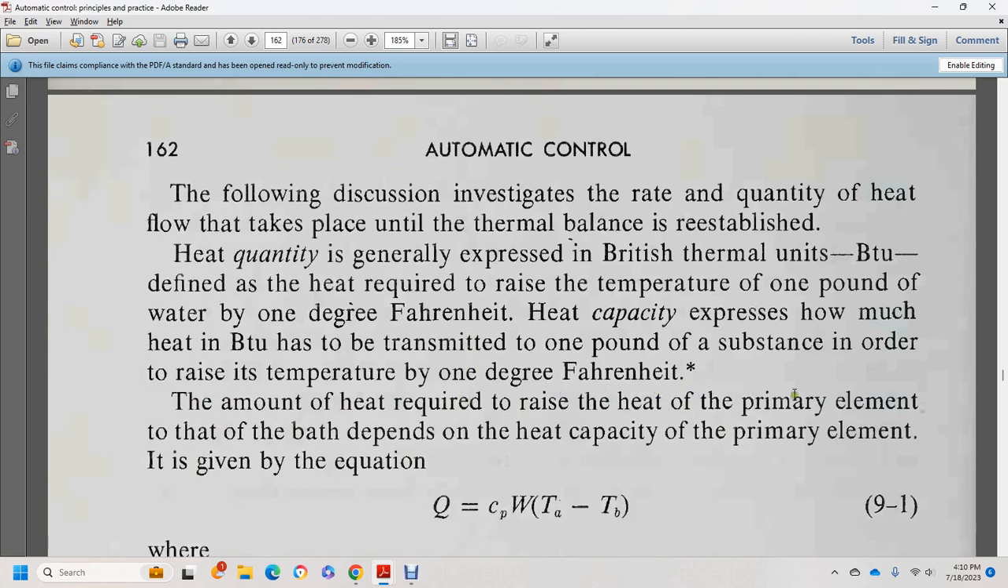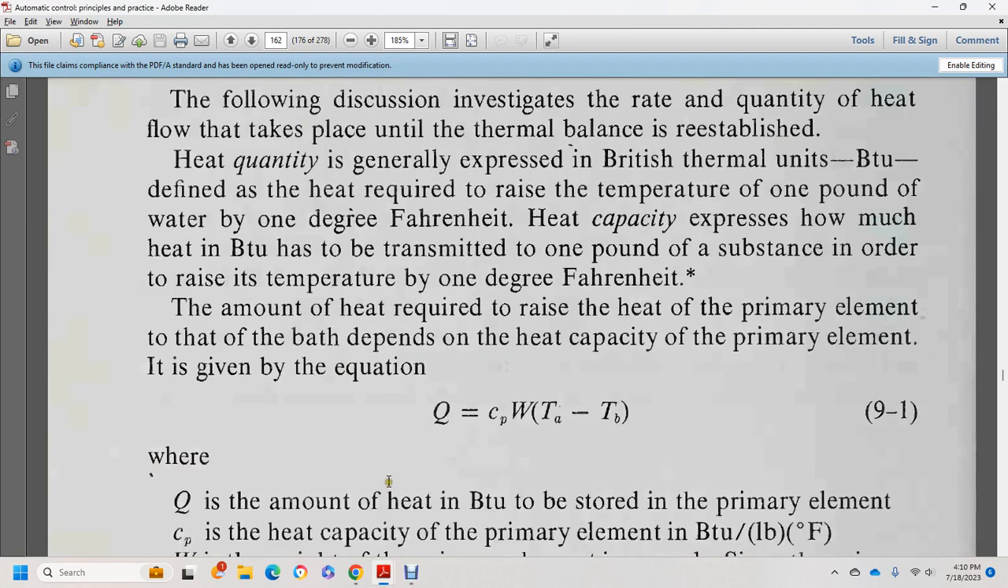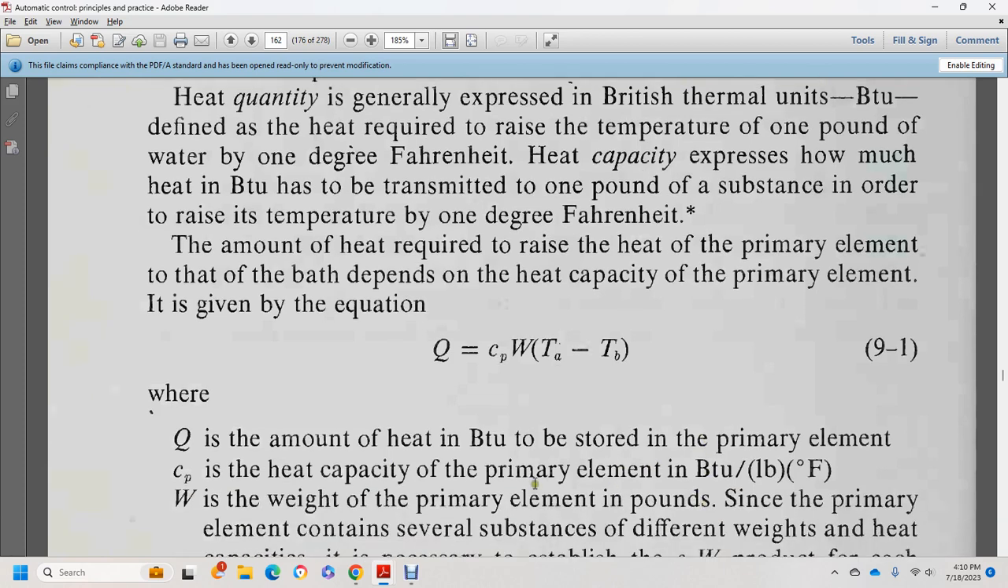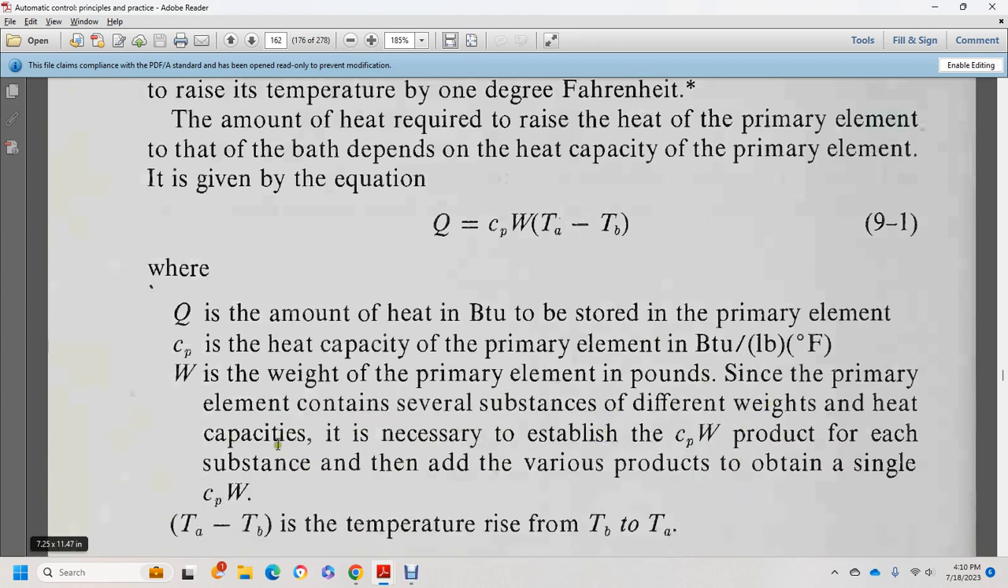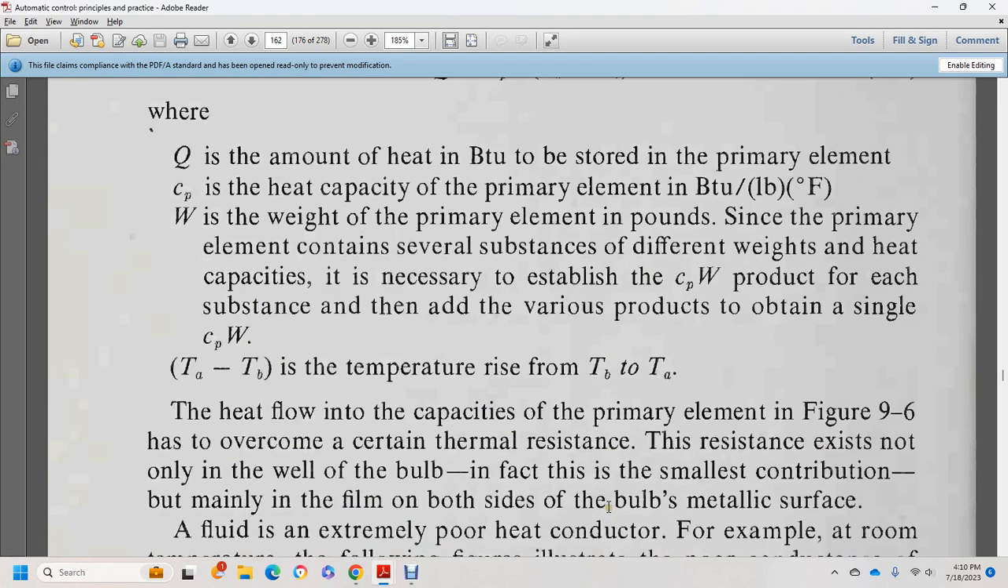Remember, the heat required by the primary element from the bath depends on the heat capacity of the primary element, given in the equation where Q is the amount of heat in BTU, equal to C times W times the temperature difference. C is the heat capacity of the primary element in BTUs per pound per degree Fahrenheit, and W is the weight of the primary element in pounds. If the primary element contains several substances of different weights, the heat capacity necessary is established by taking the product of C and W for each of the substances, then adding the various products to obtain a single sum of C and W, times TA minus TB, the temperature difference from temperature B to temperature A.